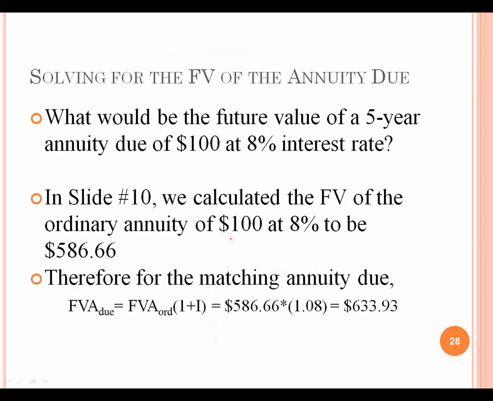So following that equation, let's see, what would be the future value of a 5-year annuity due when each payment is 100 and the interest rate is 8%? Since we already calculated before that the future value of the ordinary annuity of $100 payment each year, 8% interest rate, is $586.66, we just simply use that number, multiply by 1 plus I, and the future value of this annuity due will be 633.93.